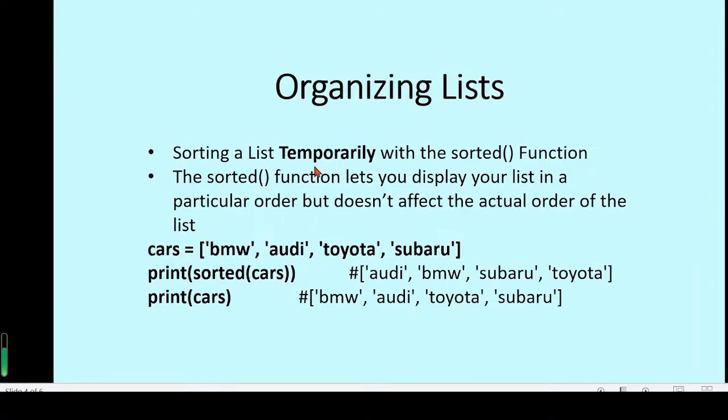So sorting a list temporarily with the sorted function. The sorted function lets you display your list in a particular order but doesn't affect the actual order of the list. So this is a list of 4 motorcycles. You can use sorted cars. So it will show the list in a sorted order. But if you print this car again, the order has not been sorted. It has the original order.